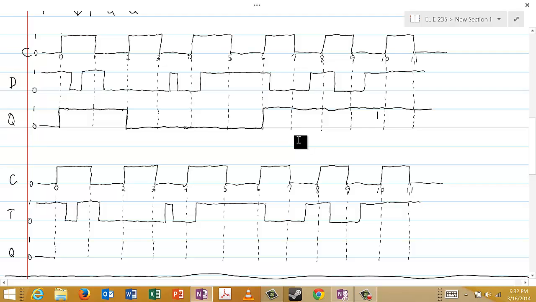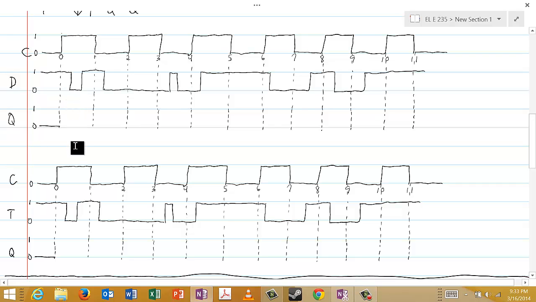Now, let's redo this same problem, but with the assumption that we have a negative edge triggered D flip-flop rather than a positive edge triggered D flip-flop. So we'll go ahead and erase everything we just did there. And now we're going to redo this, but assume this is a negative edge triggered D flip-flop.